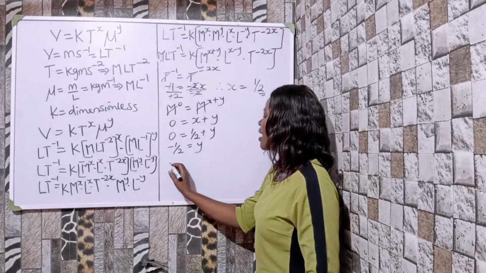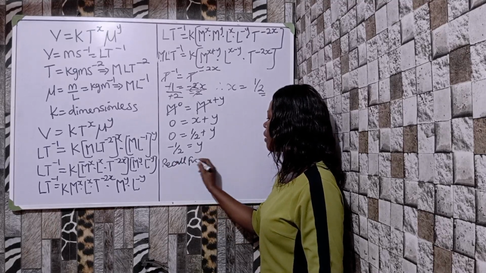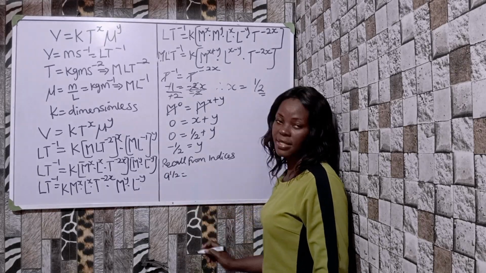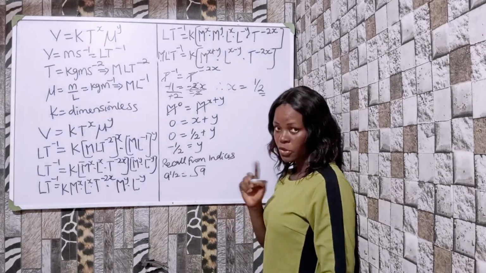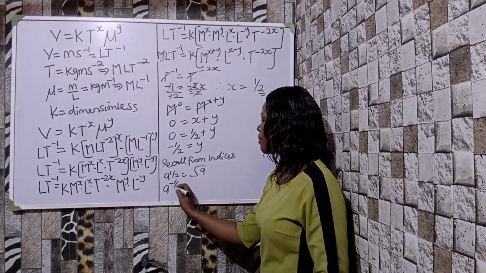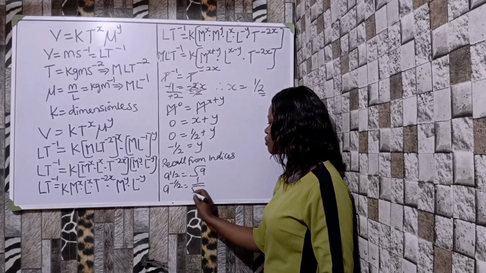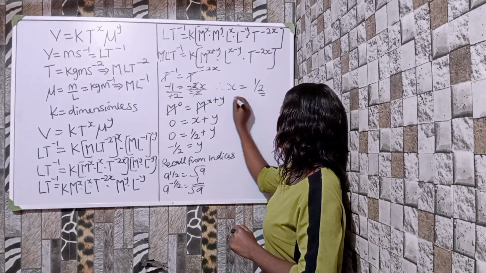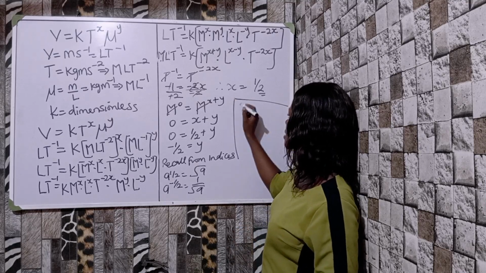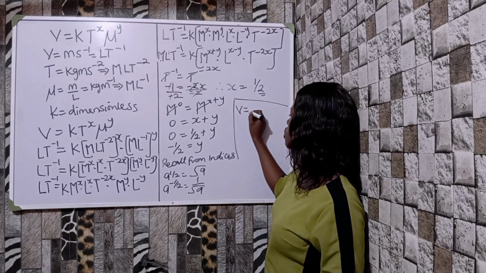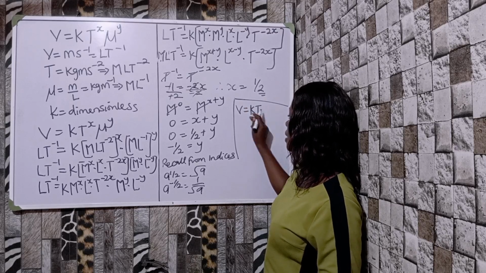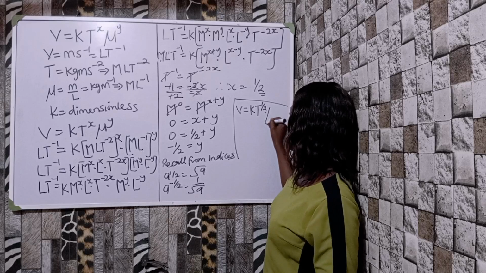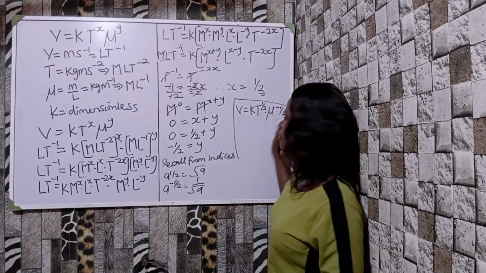Is that okay? Then I will recall from indices that if a raised to the power of half is the same thing as what? Root of what? A. Do you agree with me? Then if a raised to the power of minus half is the same thing as what? 1 over root of what? A. Is that okay? So if we have that notion, we can use it to form an equation connecting that. Okay? So what we are going to do now is to say that this equation V is equals to kt, okay, the x that we already have is half, then dot mu, the y is what? Minus half. Do you get this now?